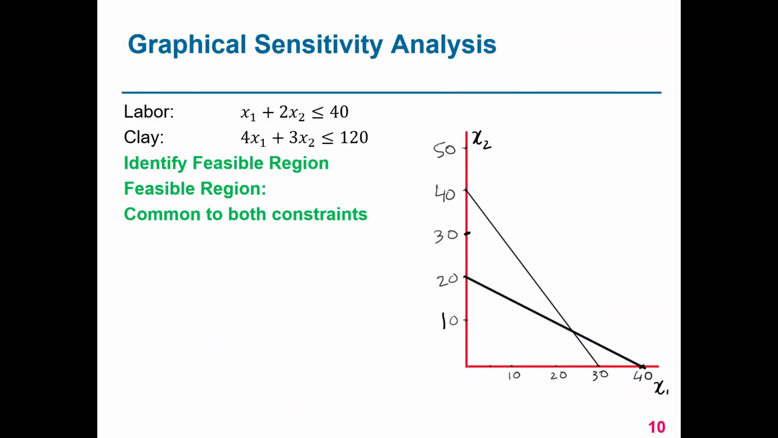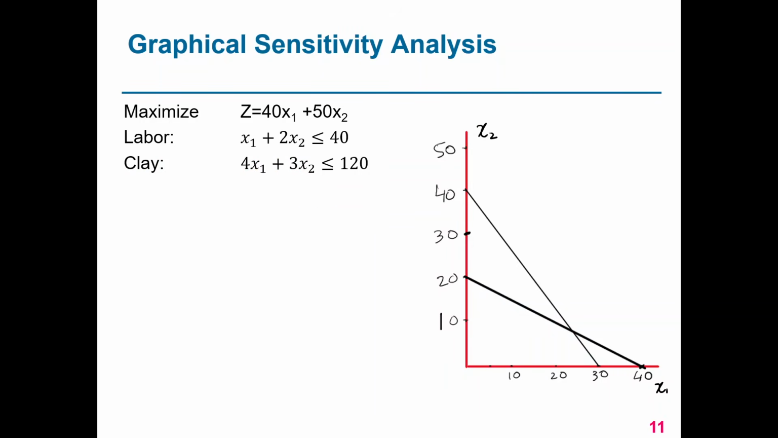So based on this discussion we can define a feasible region which is common to both of the constraints, and this is the area that is highlighted here. Now this feasible area is the area in which our solution lies, and there can be millions of points in this feasible region. And how can we find the optimal point for this problem?